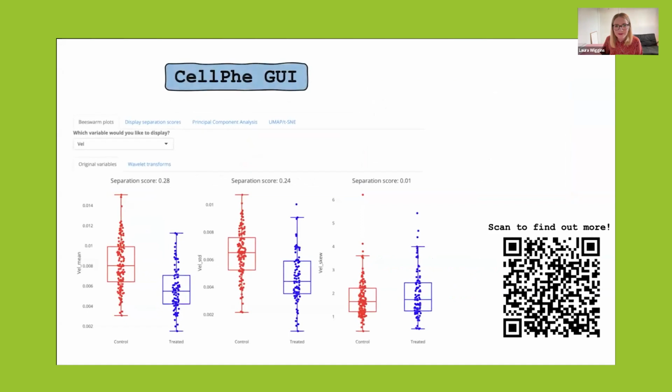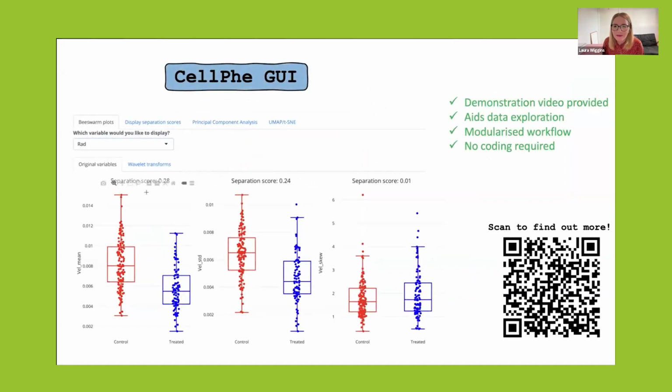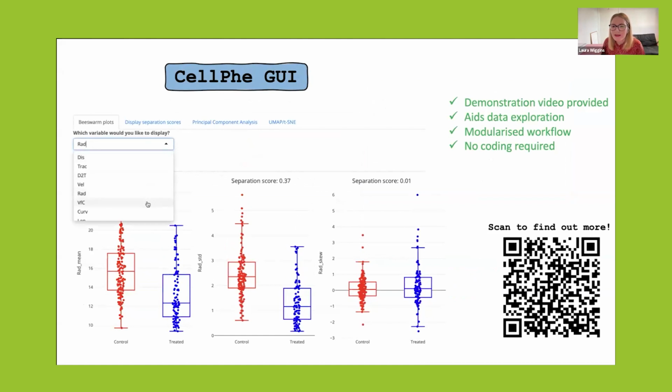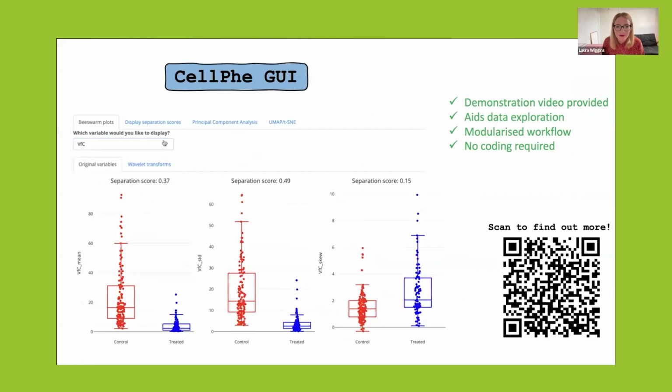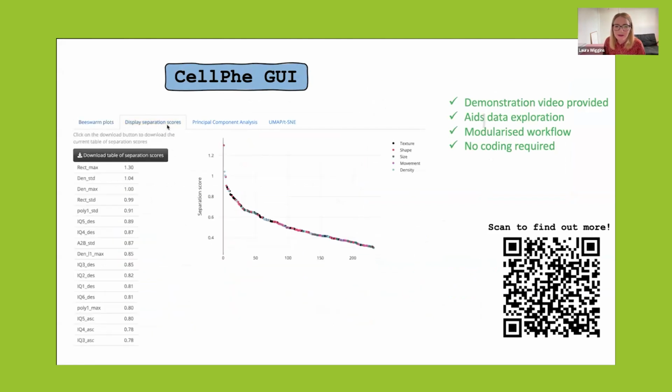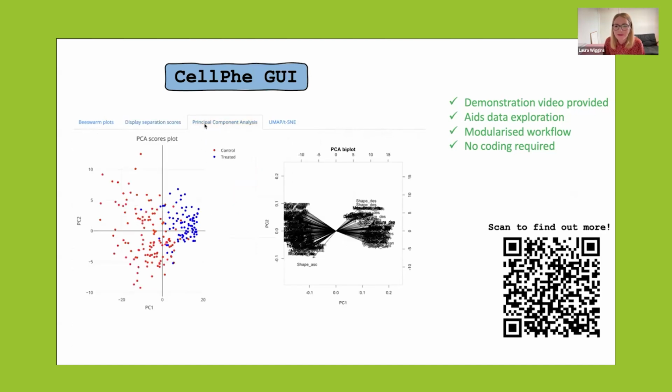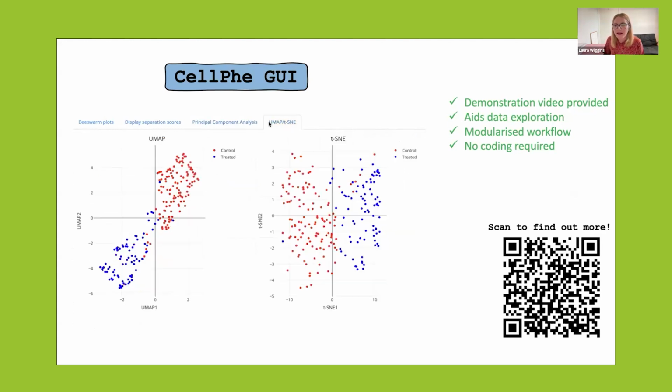As well as that, there's also a Selfie GUI, which I prefer for easy visualization of your data. You can plug in your data sets, and you get all of this analysis, so you can look at the features of importance, do your cell type classification, and your cluster analysis. The nice part about this is there's very minimal coding required, and there is a demonstration video to help you get to grips with that as well.